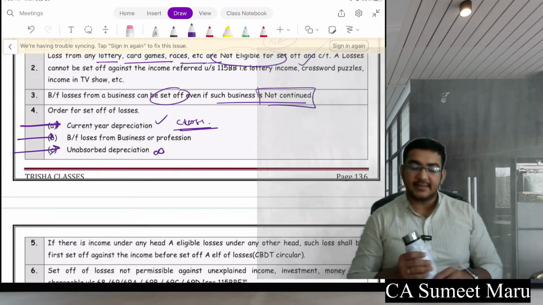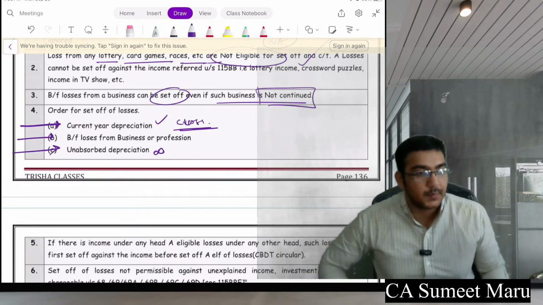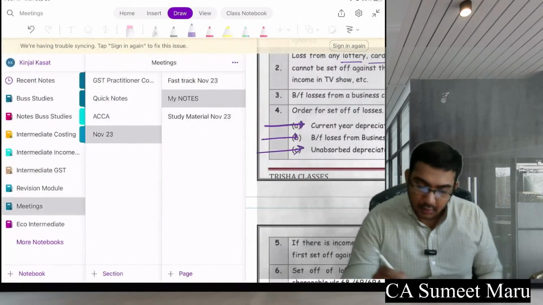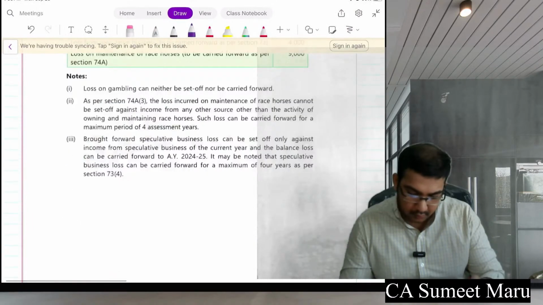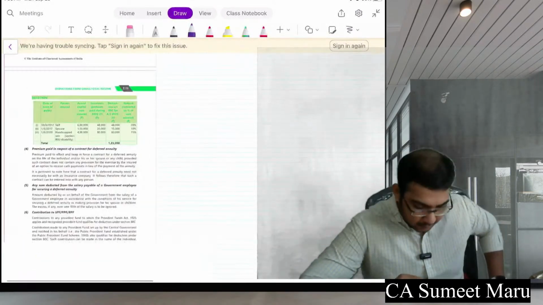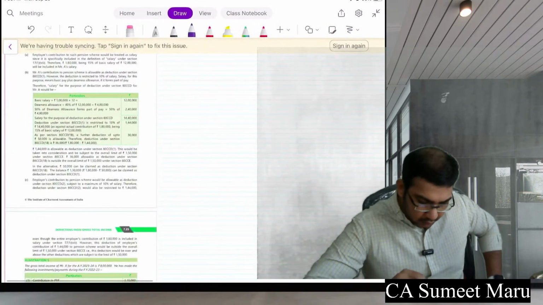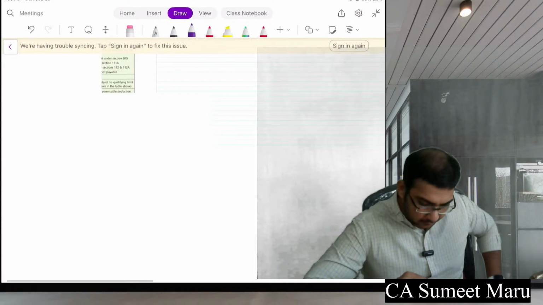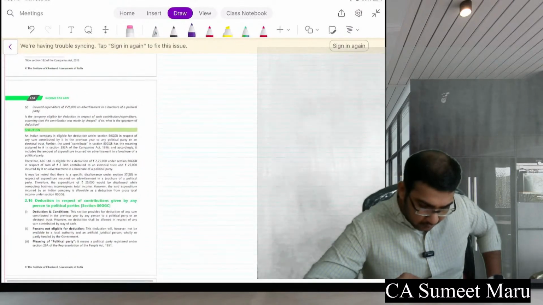Any other guys have any other query, guys? I was looking for the 194R. I'll just see if 194R is applicable for you. Deduction chapter.